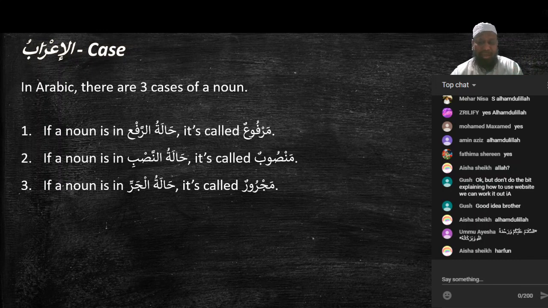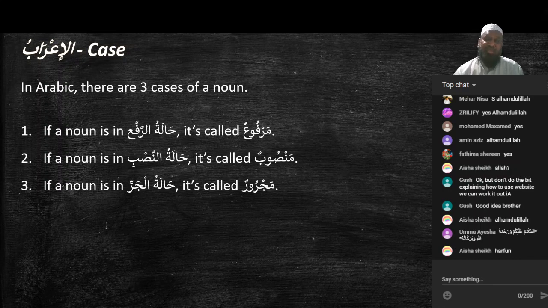State, an ism can be in. So there are three states an ism can be in. Number one, halatul rafa. Number two, halatul nasb. Number three, halatul jar. If an ism is in halatul jar, that ism we call majroor. And if the ism is in halatul nasb, that ism is called mansub. And if an ism is in halatul rafa, we call it marfu'.